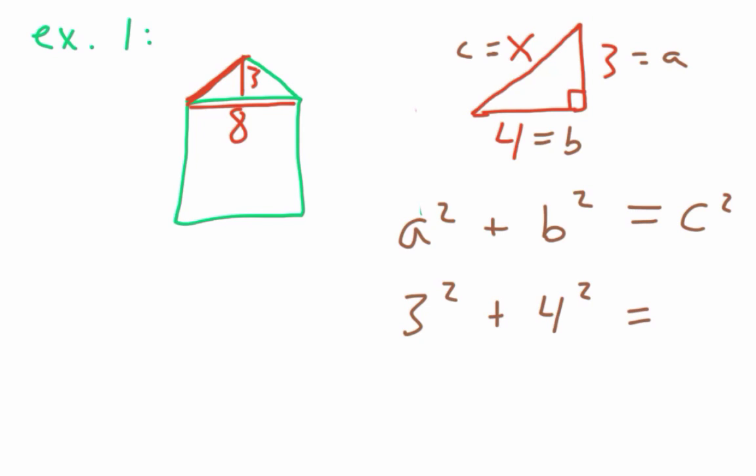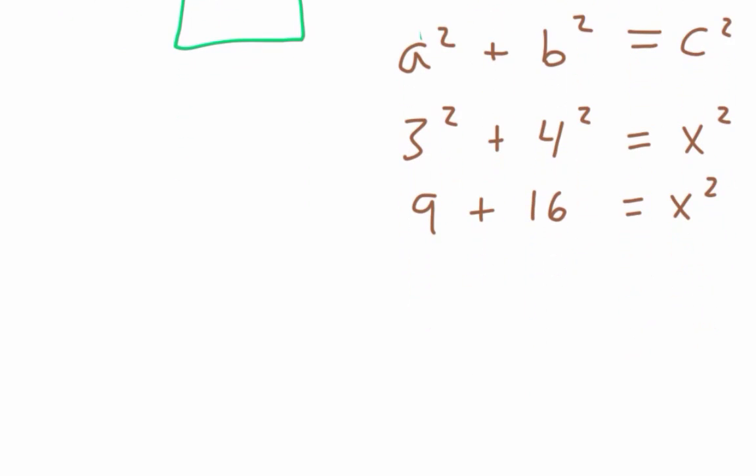So I have 3 squared plus 4 squared equals, should we make it x squared? Leave it c squared? Do you have a preference? Go for it. I'll pick to change this to an x. So I have x squared. Now my 3 squared is going to be a 9. My 4 squared, 4 times 4, is 16. That equals x squared. So 9 plus 16 is 25.